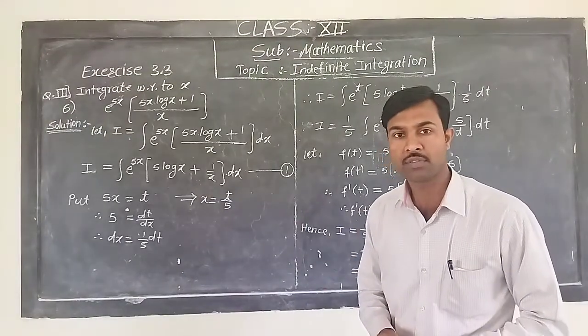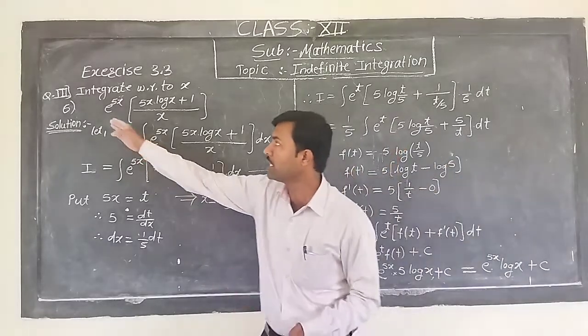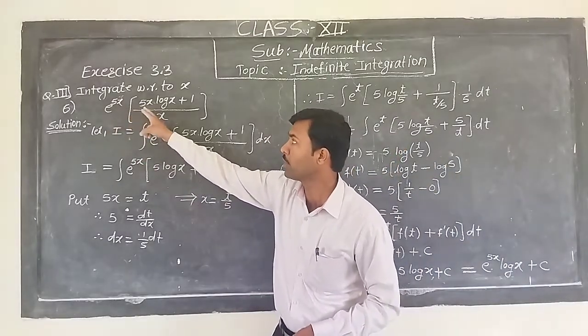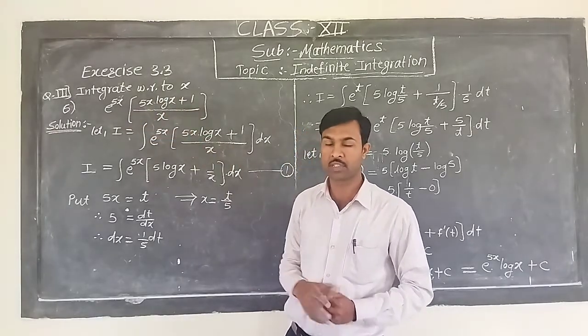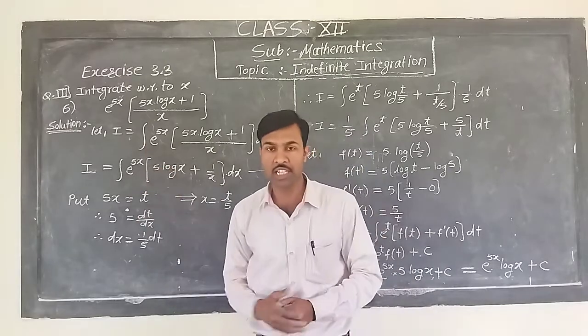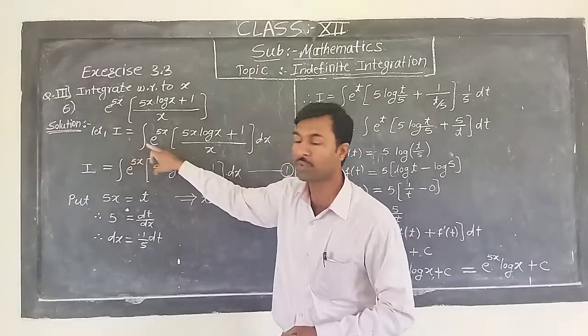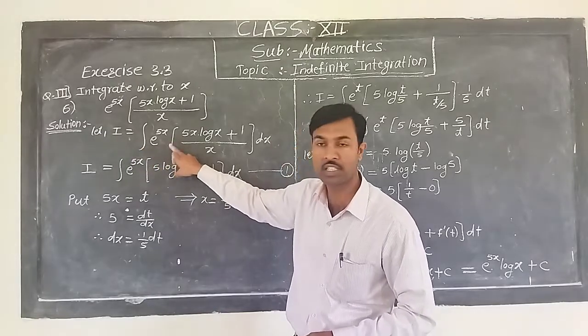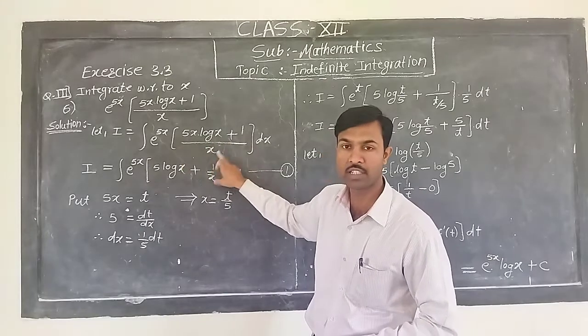Question 6 of question 3 from exercise 3.3. Here we have to integrate e raised to 5x into (log x plus 1 upon x). As we have to integrate this problem, I denote it by the letter I. Let I be equal to the integration of e raised to 5x into (log x plus 1 upon x) dx.